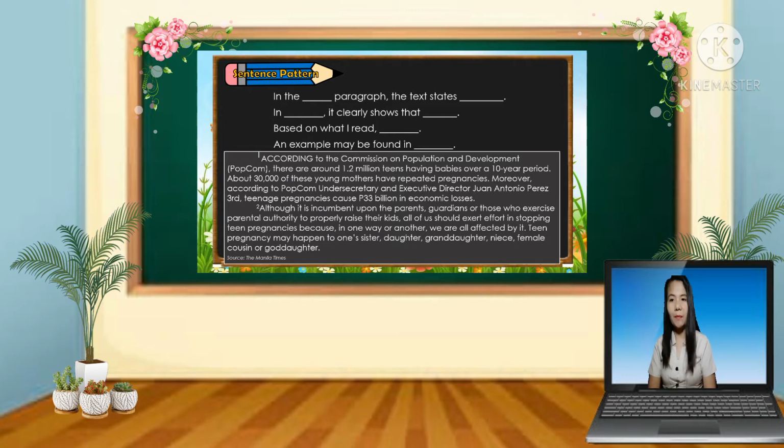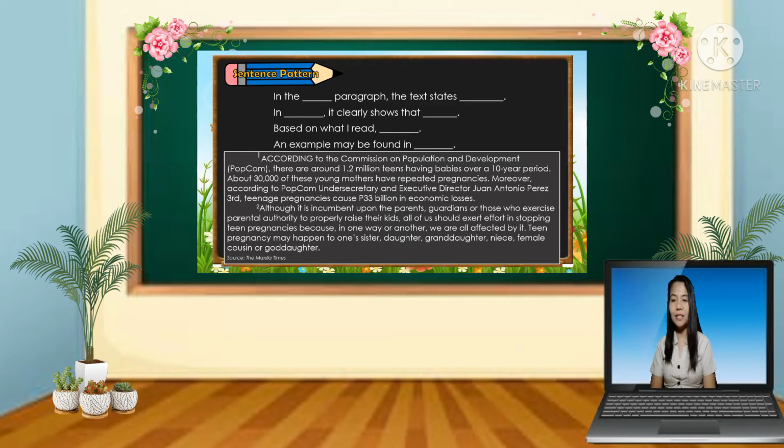In the first paragraph, the text states that there are around 1.2 million teens having babies over a 10-year period. It supports my opinion that teenage pregnancy is one of the most serious problems here in our country.